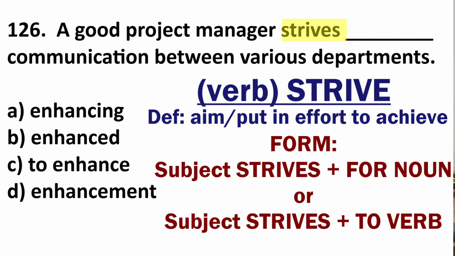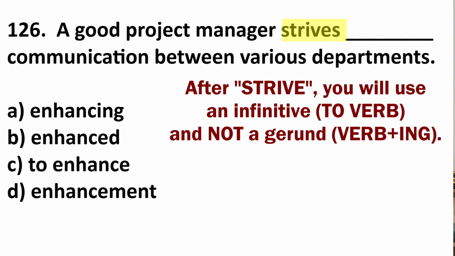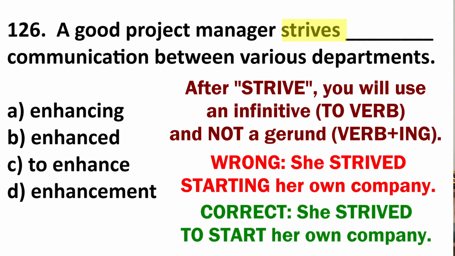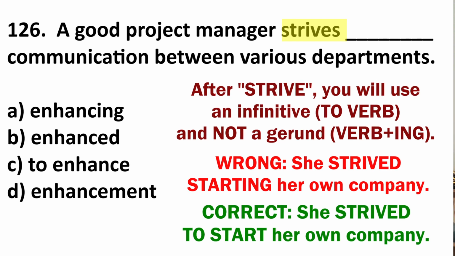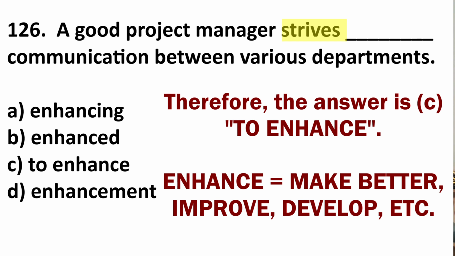Notice the form. Someone strives for noun or someone strives to verb. So after strive, you will use the infinitive verb, to verb, and not a gerund, verb ing. So it's wrong to say she strived starting her own company. It's correct to say she strived to start her own company or she strived for her own company. So we will not have a direct object after strive. Therefore, the answer is C.